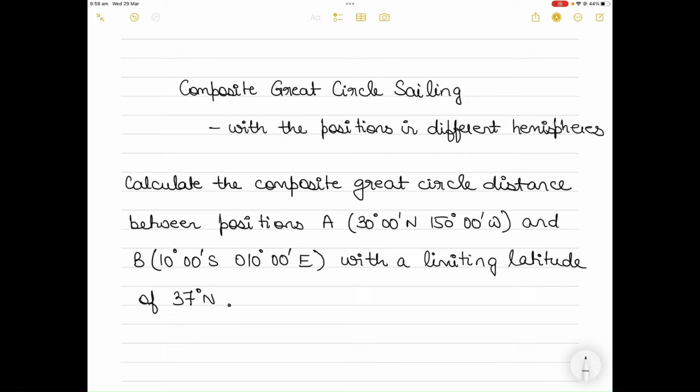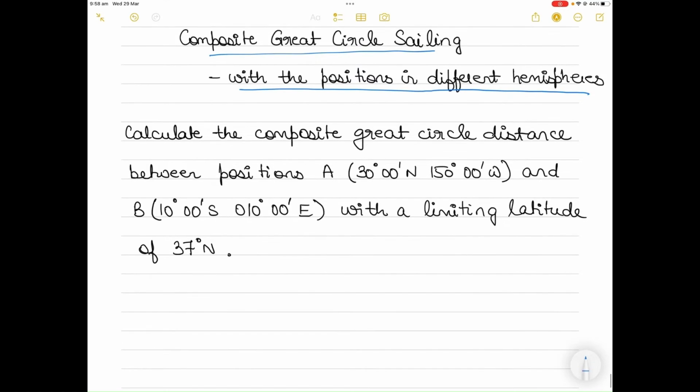Hi guys, today I will be solving a composite great circle sailing question, but with a twist here. The two positions will be in two different hemispheres. This has not been done before, so I thought I should make a video on it as well.